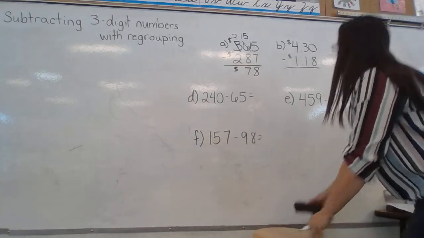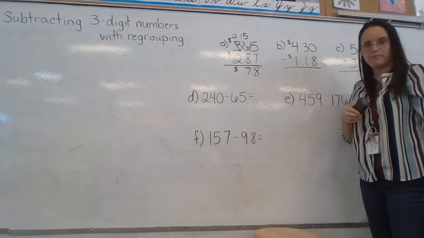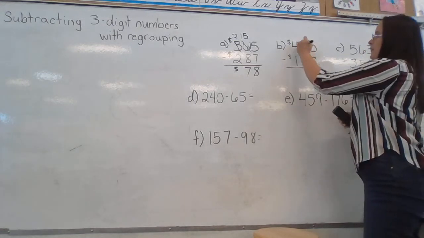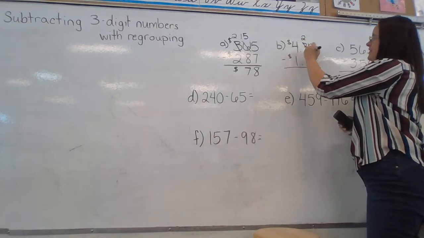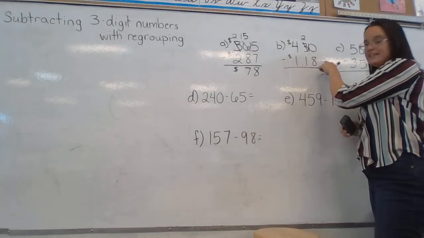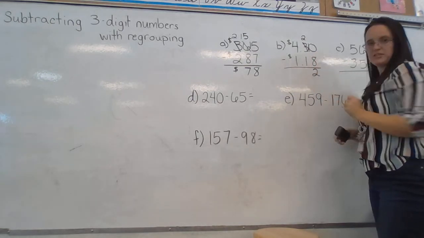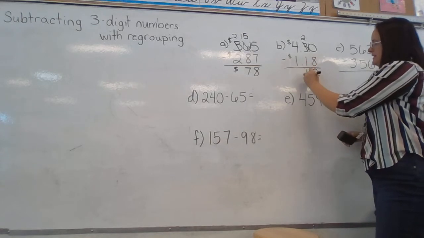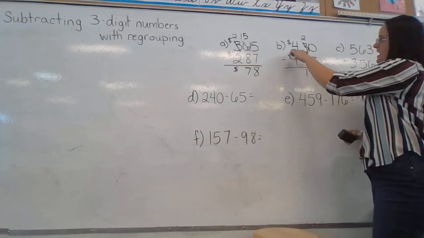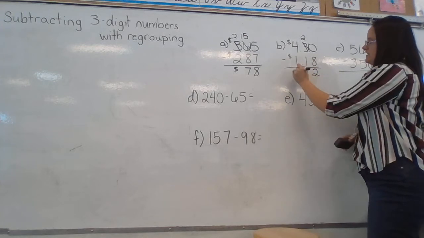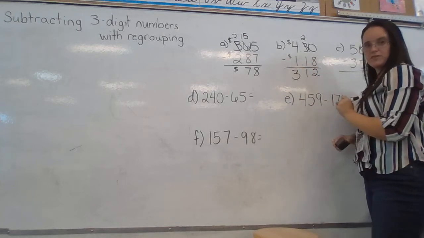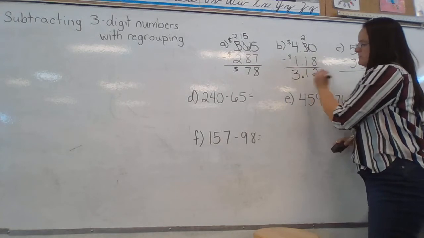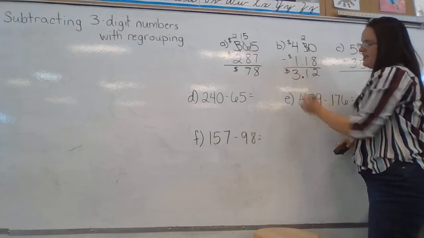Okay, problem B here. If I have 0 pennies, can I take away 8? Nope, better borrow. Now, 10 minus 8 gives me 2. 2 dimes minus 1 dime leaves me with 1 dime. And $4 minus $1 leaves me with $3. We're talking about dollars and change here, so don't forget the decimal point and the $ sign.